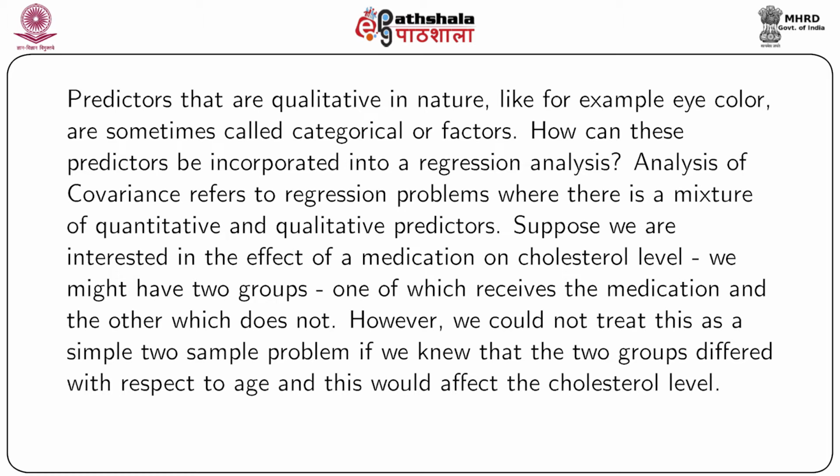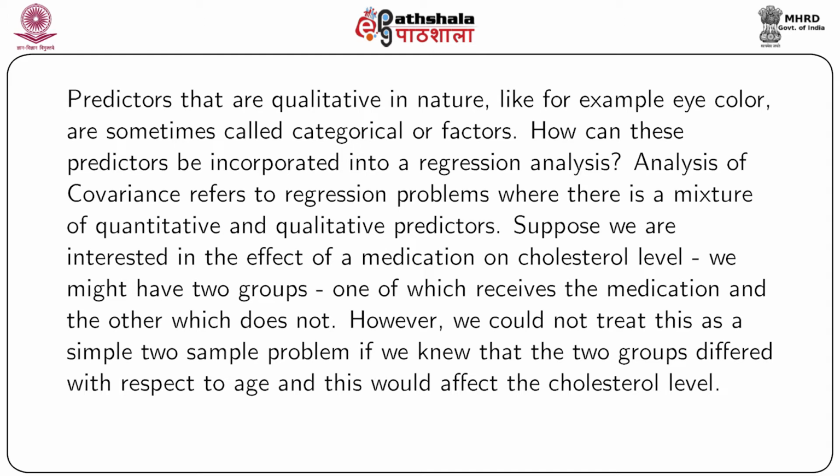Predictors that are qualitative in nature, like for example eye color, are sometimes called categorical or factors. How can these predictors be incorporated into a regression analysis? Analysis of covariance refers to regression problems where there is a mixture of quantitative and qualitative predictors. Suppose we are interested in the effect of a medication on cholesterol level, we might have two different groups, one of which receives the medication and the other which does not. However, we could not treat this as a simple two-sample problem if we knew that the two groups differed with respect to age and this would affect the cholesterol level.